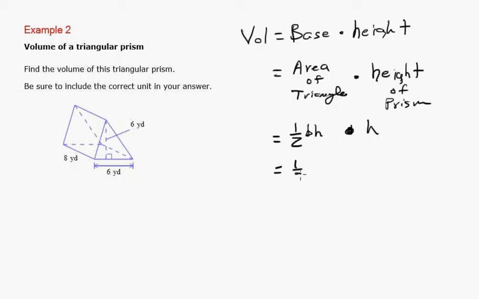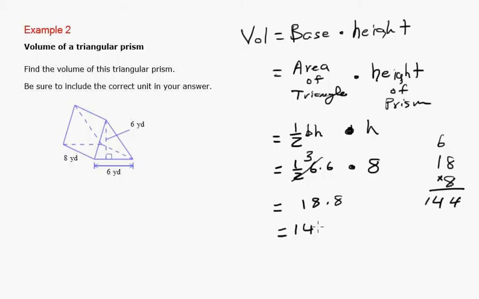So this is 1/2 6 times 6 times the depth, or the height, is 8. So now this becomes 6 times 6 is, well, half of 6 is 3. That's an easier way for me to do it. So I get 3 times 6 is 18 times 8. So 8 times 18. 8 times 8 is 64. 8 times 1 is 8, plus 6 is 14. So I get 144 yards cubed.